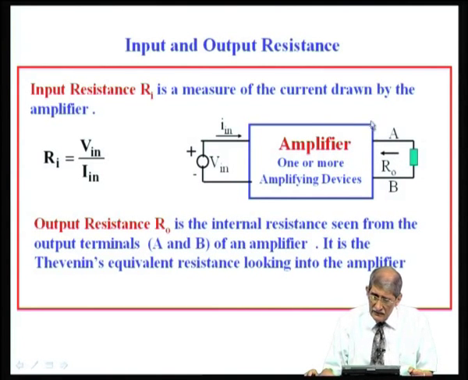So, this is the resistance looking from this side. You have the voltage source in series with the resistance. If the load resistance is large compared to the output resistance, the entire voltage appears across the load. If the output resistance is large and the load resistance is small, then out of the voltage that I have amplified, very little will appear across the load.